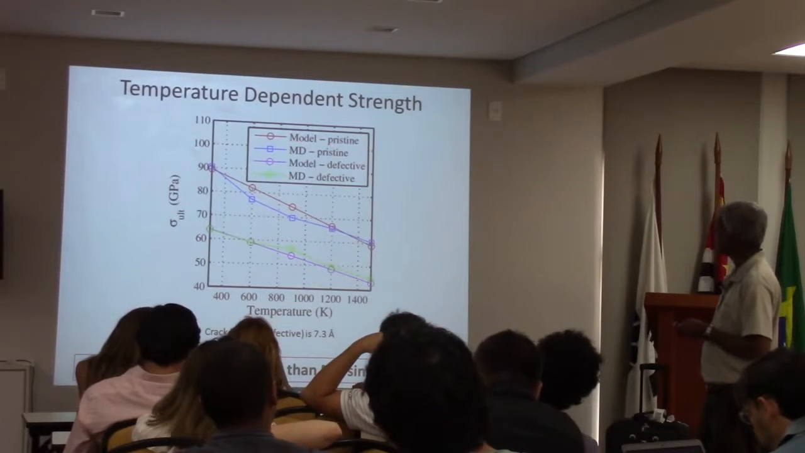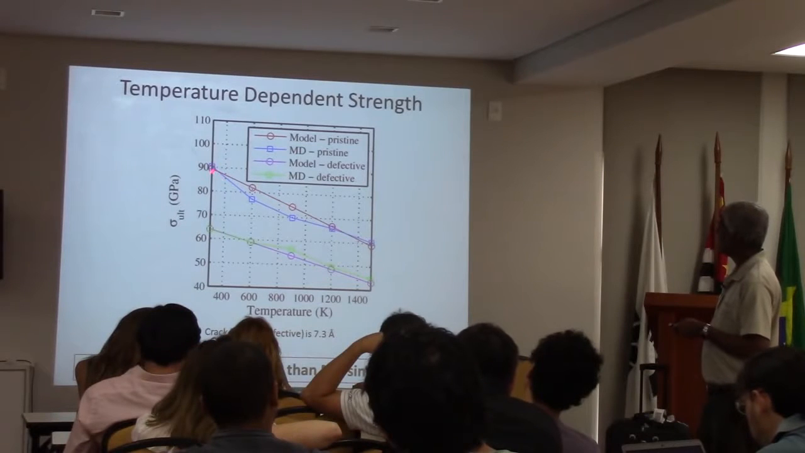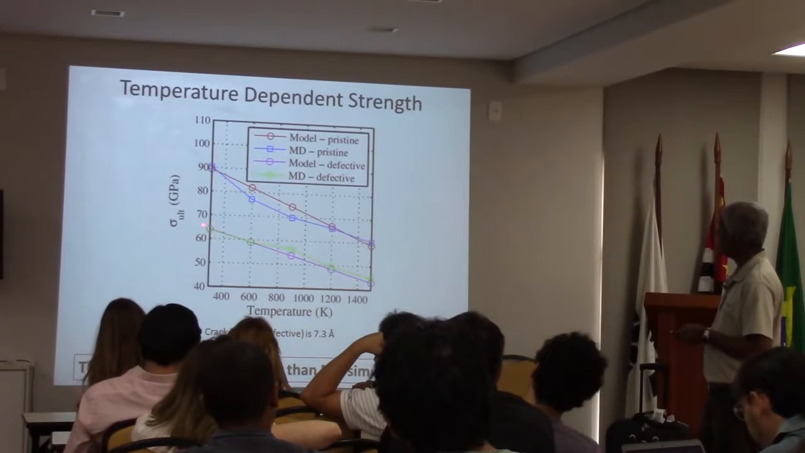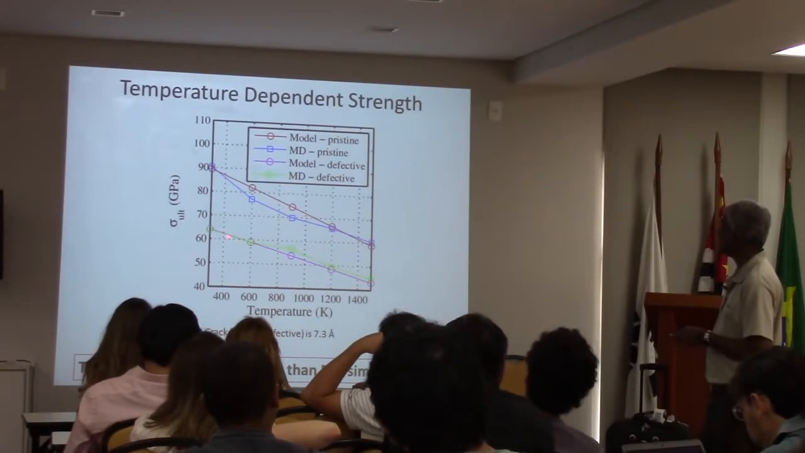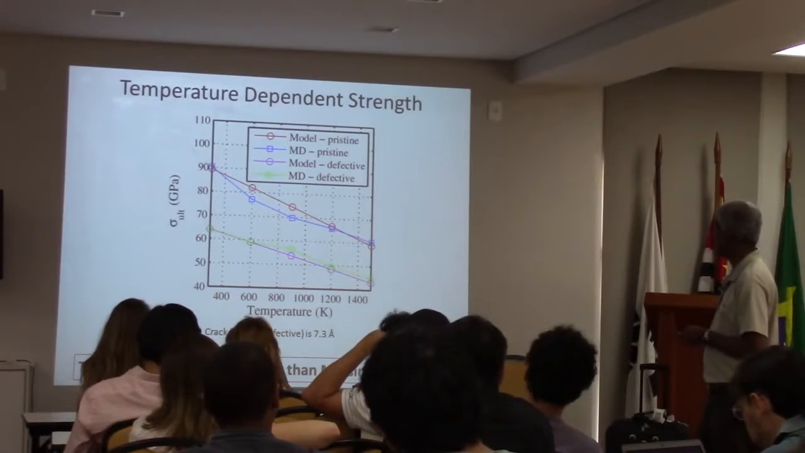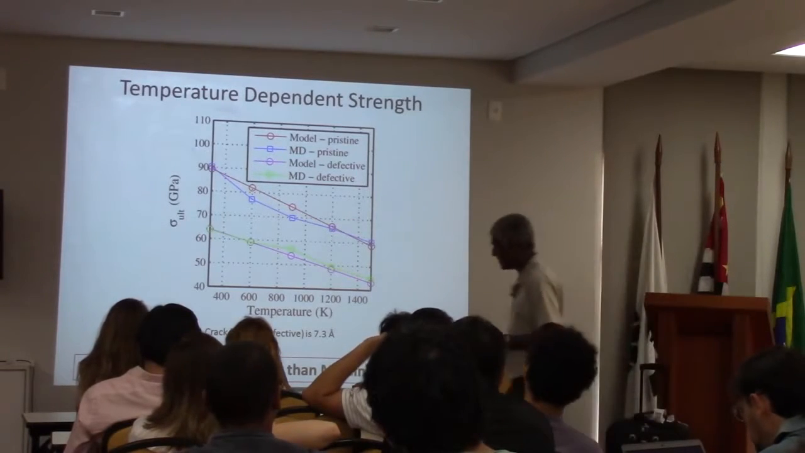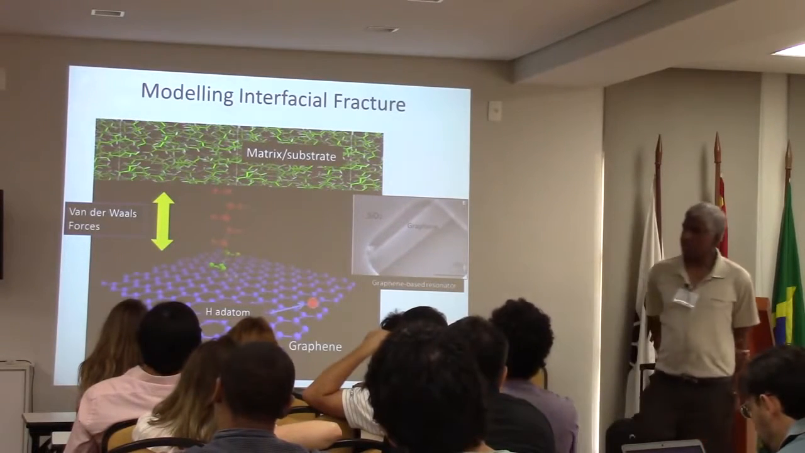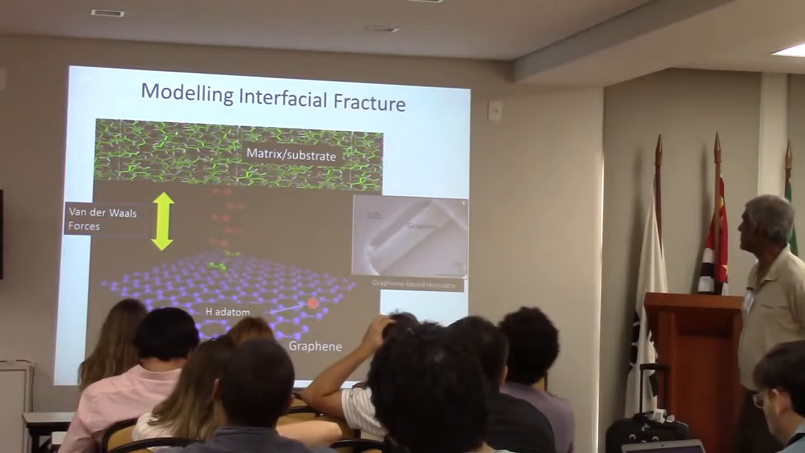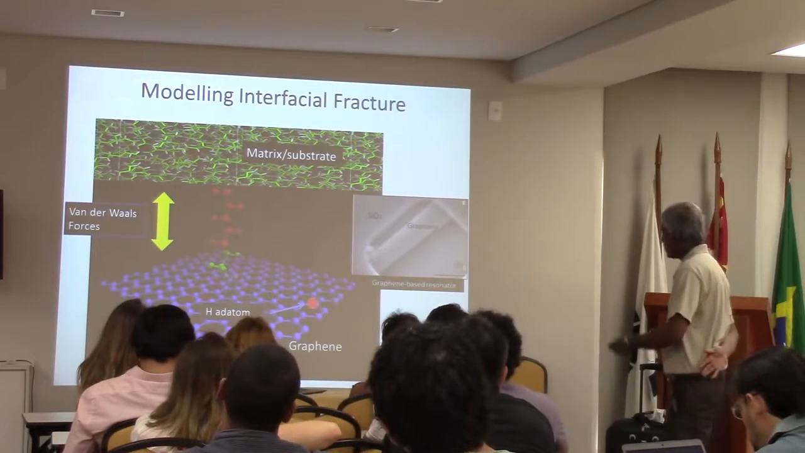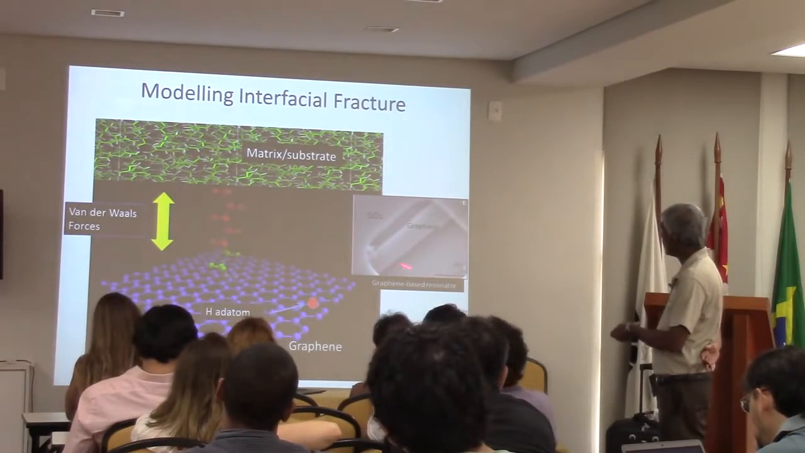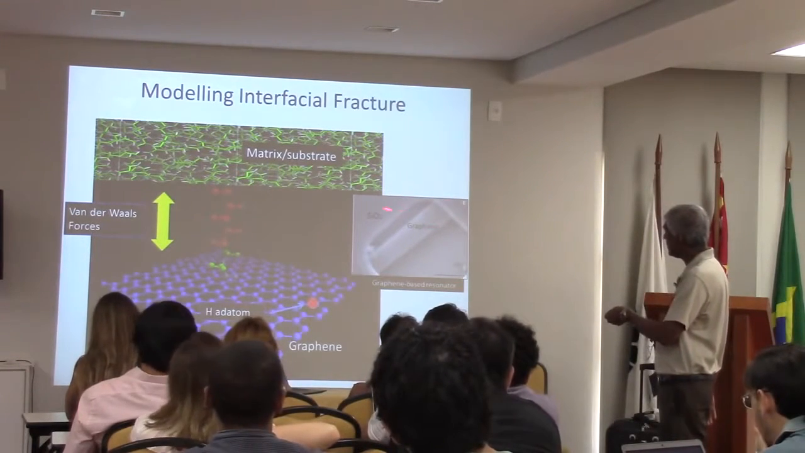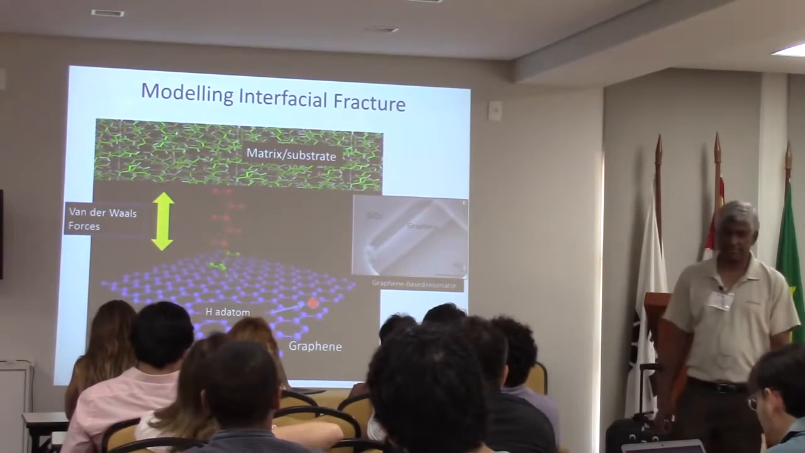And this is the model for the pristine sheet. This is the model for the pristine using MD. And then when you have a defective one, you can see once again a substantial reduction in the strength due to the presence of the defect, which is not unusual. And now we are going to look at what happens at interfaces. So I showed you this practical example where somebody has built a graphene resonator on a silicon oxide substrate.